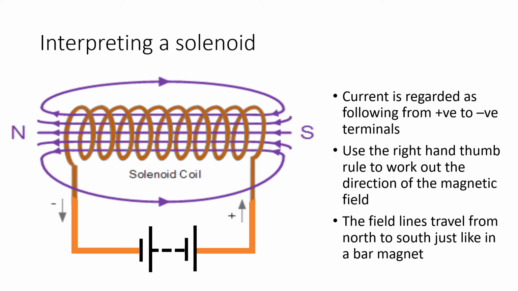When we talk about magnetic field lines around a solenoid, we simply use the same type of pattern as you'd find with a bar magnet. Again, if you haven't done that before, go back and look through the other presentations on magnetism, and you can see the arrangement of the magnetic field lines around a bar magnet, and it's exactly the same pattern with a solenoid.